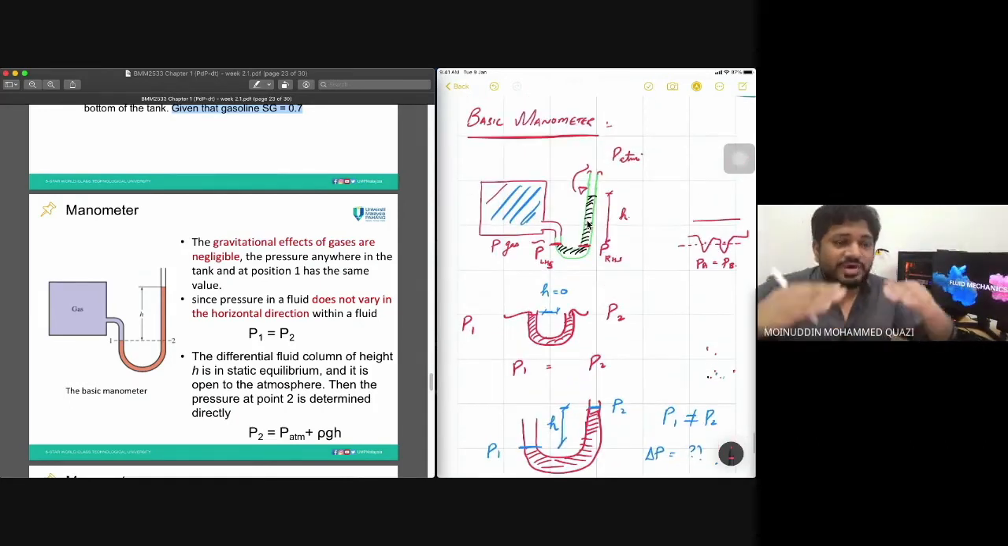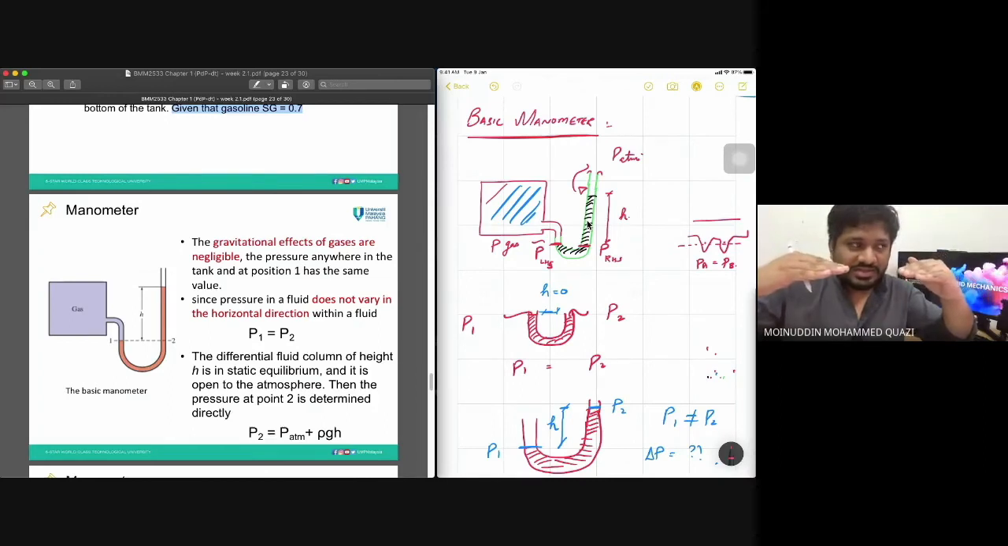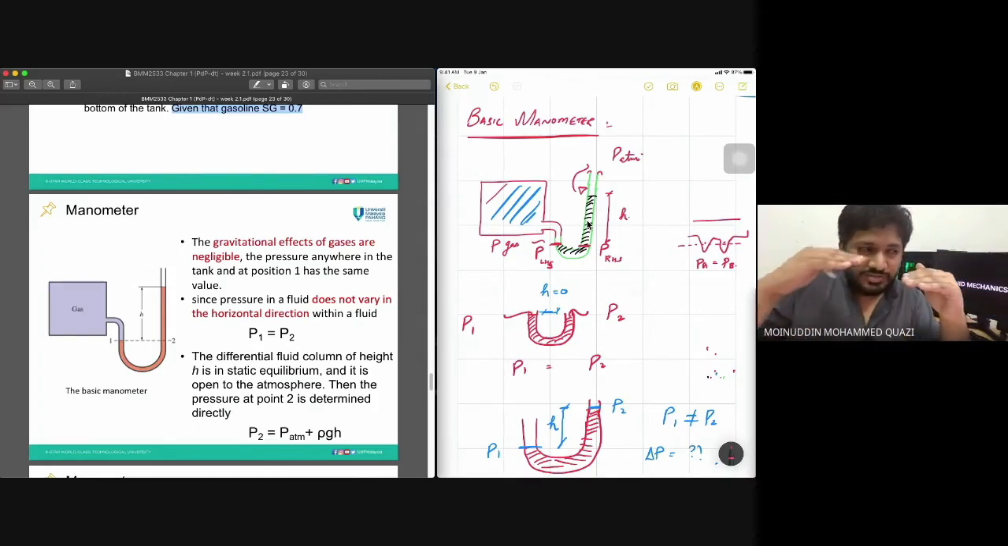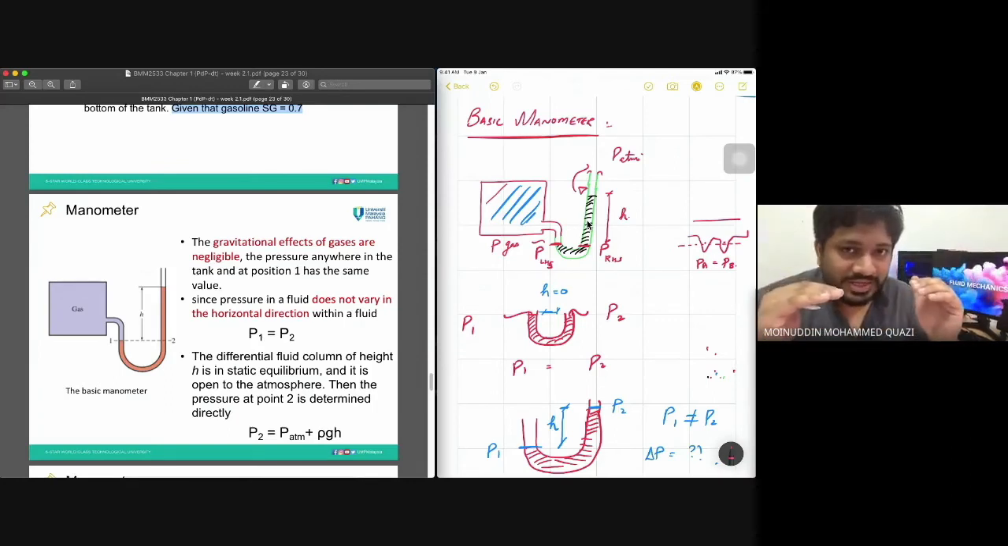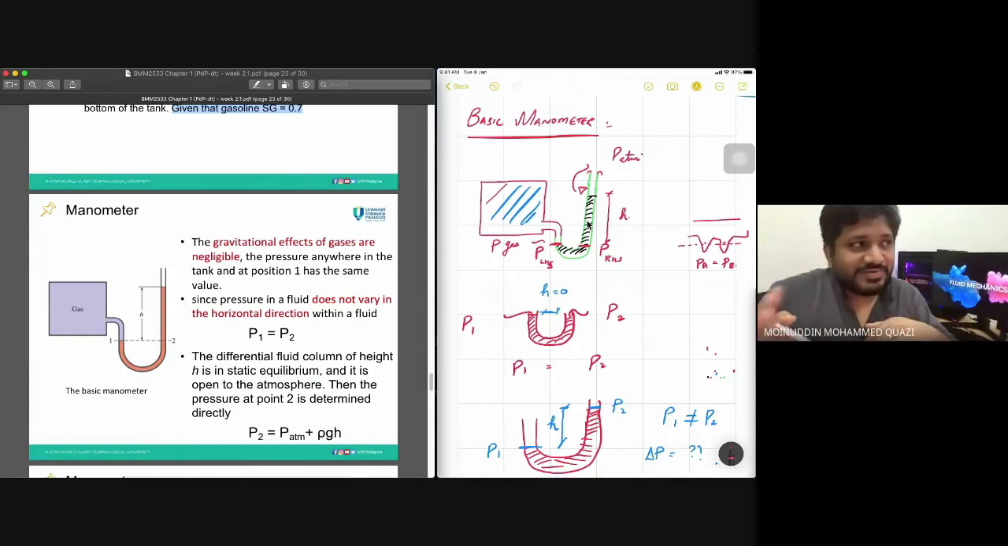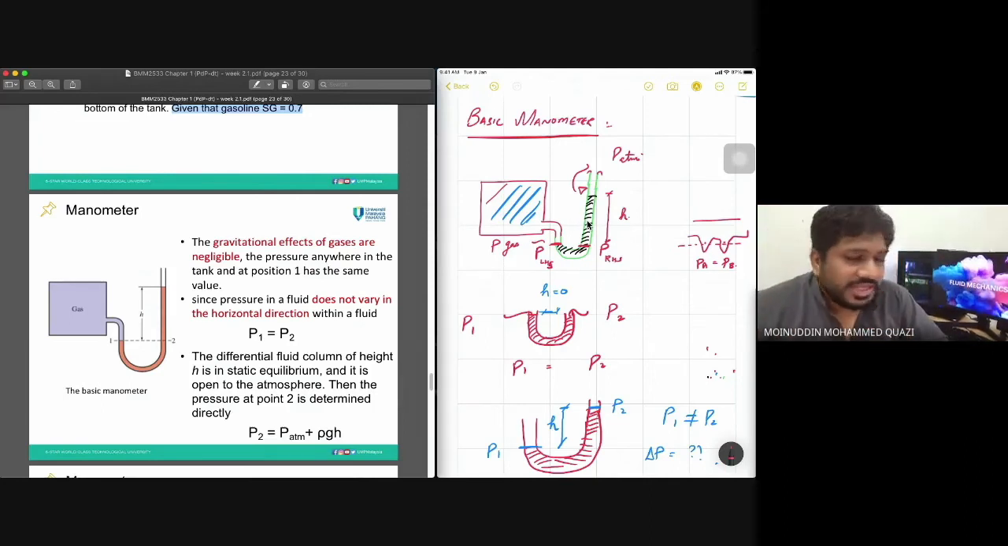So this is how we do it. First, we find a point where the pressure is equal. In manometer calculation, we find a point where pressure is equal. Left hand side pressure is equal to right hand side pressure based on Pascal's law. Then we put in the values of the left hand side and right hand side. On the left hand side we have only gas pressure acting, and on the right hand side we have the atmospheric pressure plus the fluid pressure acting. Is it clear or should I repeat?